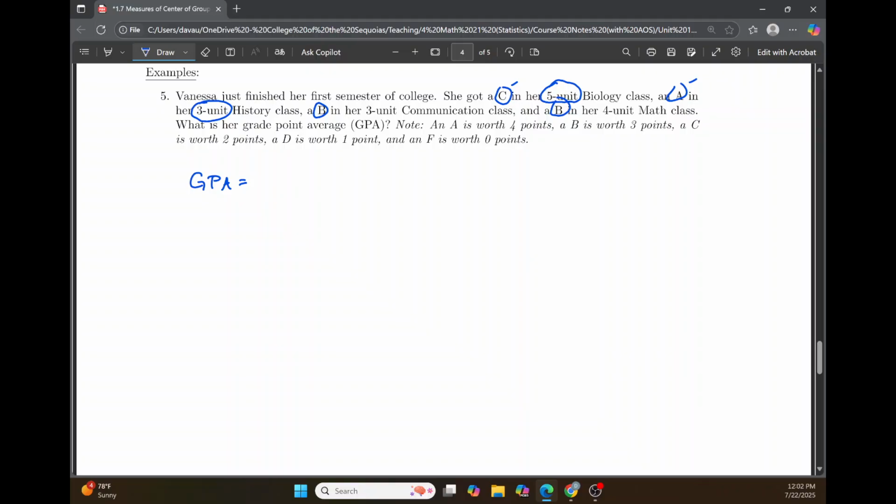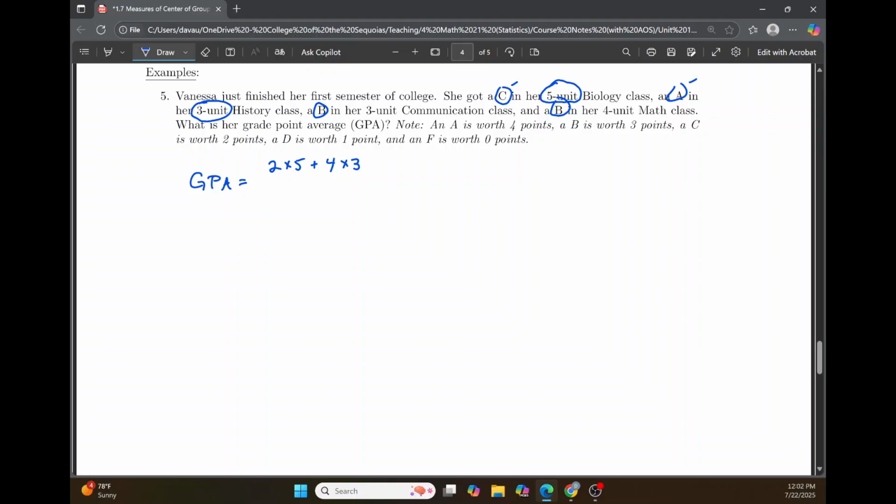So in the biology class, for example, she got a C. Well, a C is worth 2 points, and the biology class is 5 units. So we'll do 2 times 5 for the biology class. Okay. For the history class, she got an A. An A is worth 4 points, and the history class is 3 units. So for the history class, that contributes 4 times 3 toward her GPA. I'll let you pause the video and write down what her communication and math classes would contribute towards the GPA.